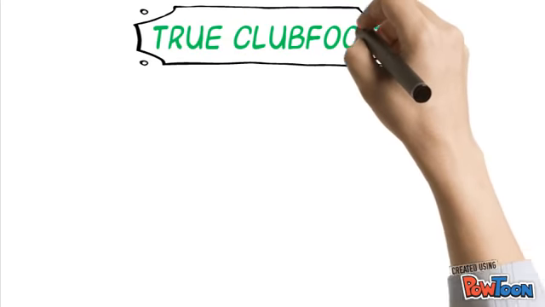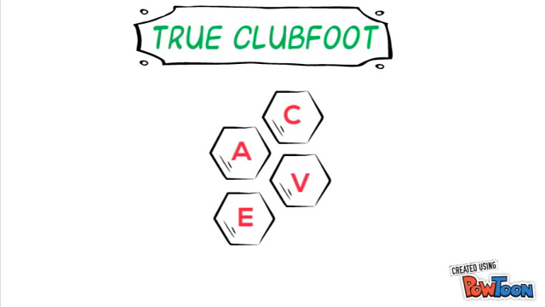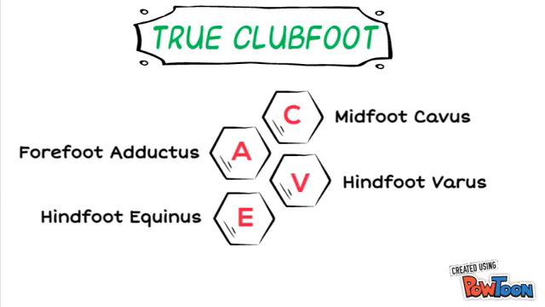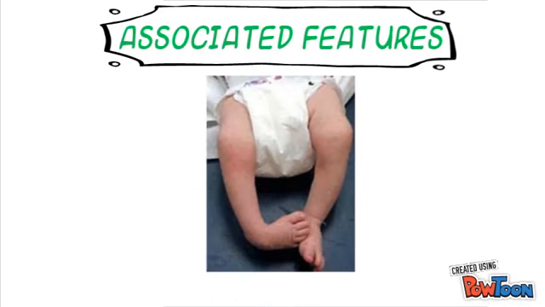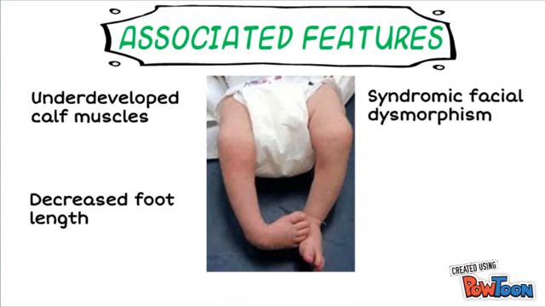CAVE is a simple mnemonic that can be used to remember the 4 individual deformities which make up a clubfoot. C is for cavus, or increased arch of the midfoot. A is for adduction of the forefoot. V is for varus of the hindfoot. And E is for equinus, or increased plantar flexion of the hindfoot. Other commonly associated features include underdeveloped calf muscles and foot shortening on the affected limb.